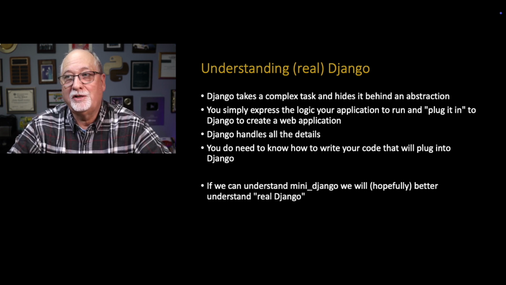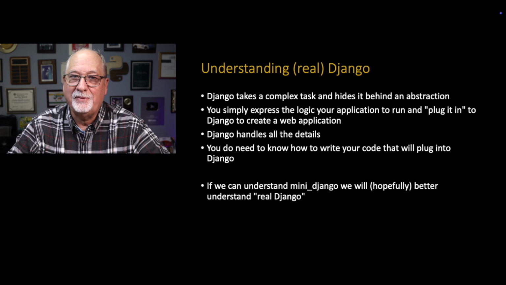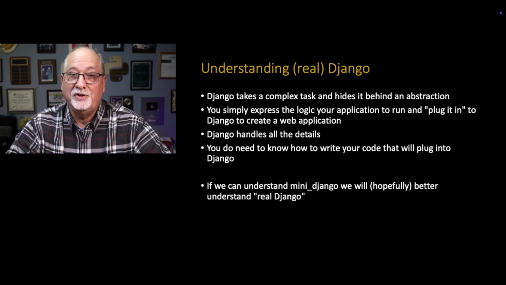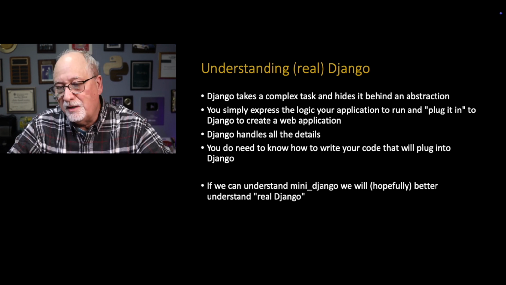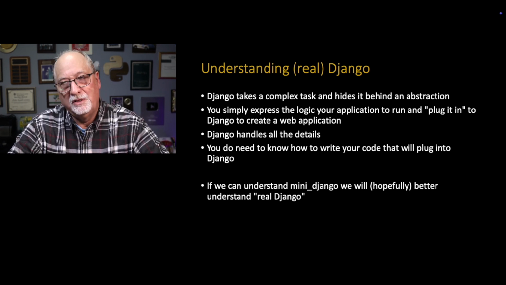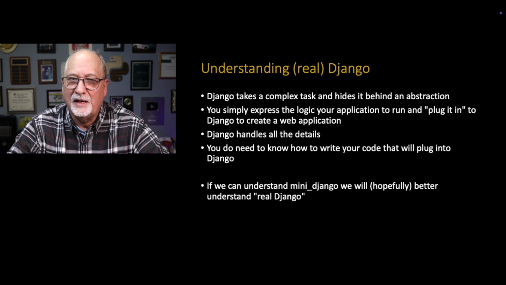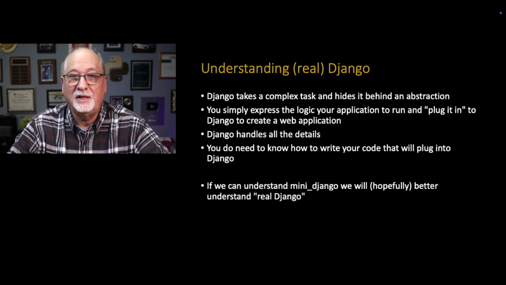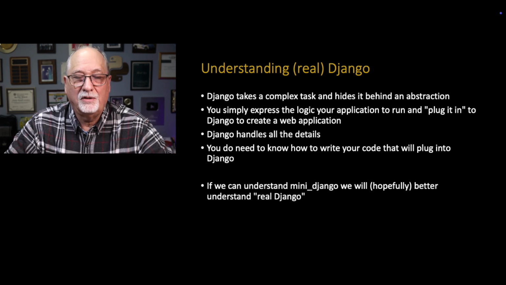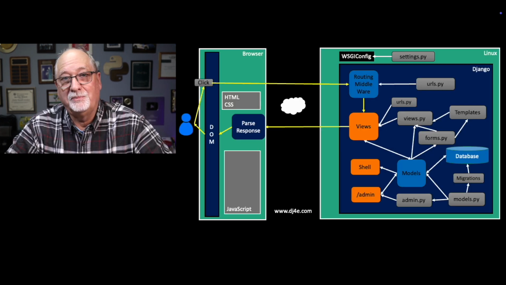But with all abstractions, it's a good idea to understand the shape of the abstraction that you're dealing with, so you can have some predictability as to what happens when you make a change to your code. Django says, do this, override this method, override the query method, and all that stuff. You have to understand what's going on behind the scenes. So my hope is that if you can understand Mini-Django, you'll have a much better chance of understanding the real Django.